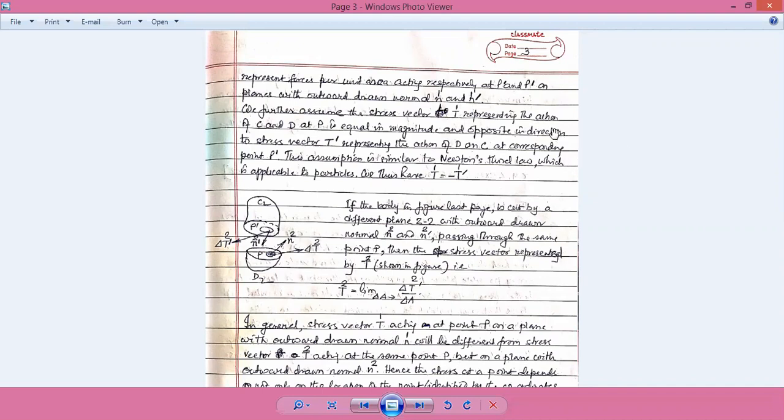Now the stress vector representing the action of C and D at P is equal in magnitude and opposite in direction to the stress vector T dash, as I have told you. So T is equal to minus T dash.